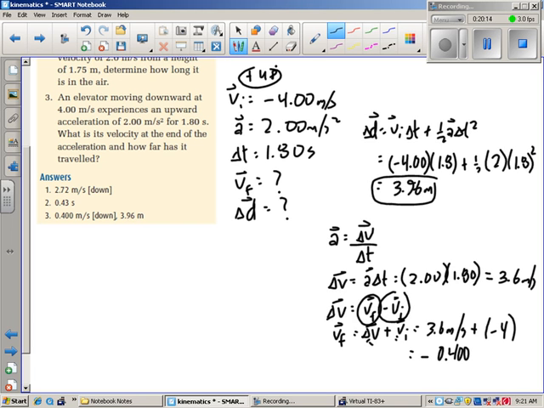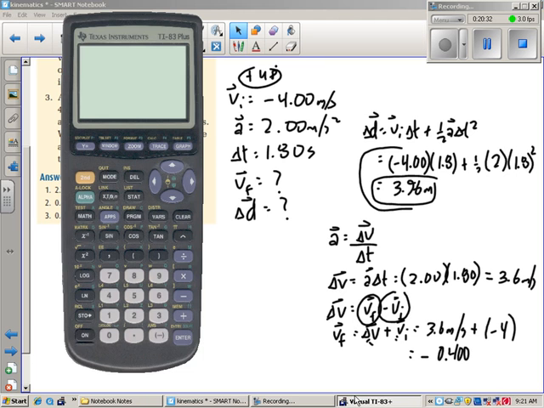How did I get positive 3.96? Okay, let's go through that. Oh, you know what? I think it is going to be negative, actually. Yeah, I think it is going to be negative because it's moving downward, right? I just took the answer that was in the book. Kind of cheated, but let's calculate it on the calculator, okay? Just to make sure. It should work out, you're right, it should work out to be negative because it's moving downward. But let's make sure mathematically that it does.